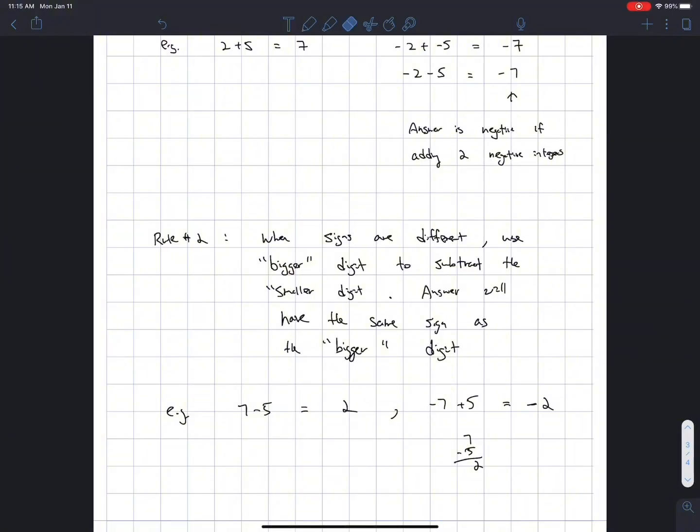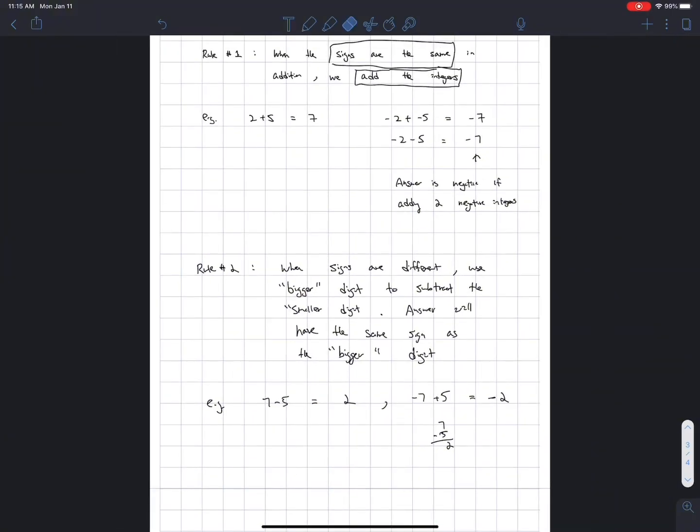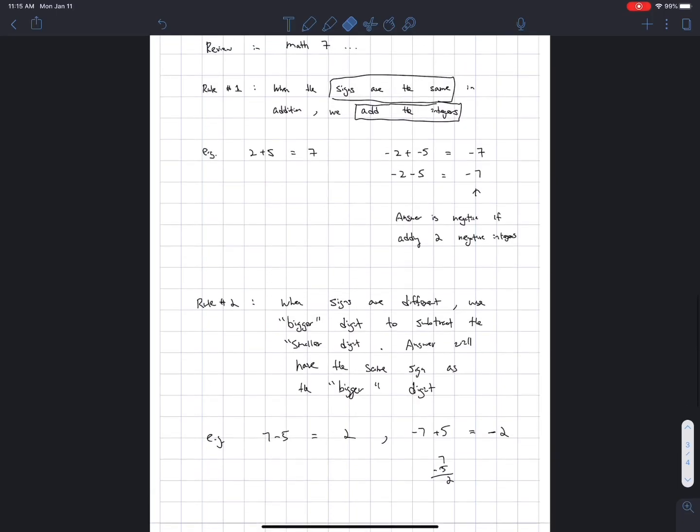Okay, so these are the things that you should have learned from grade 7 already in Math 7. So if you don't know, this is a quick review. You need to know these two rules when you're adding and subtracting integers. And if you really struggle, make sure you bring this up to one of the teachers or to me, so I can give you more practice, or we can give you more practice in Math 7 before moving on to these kinds of questions.